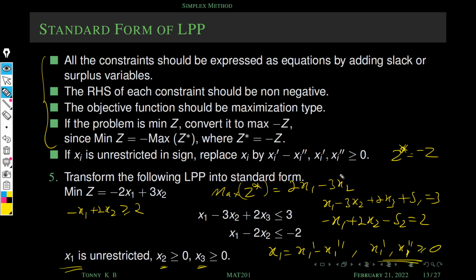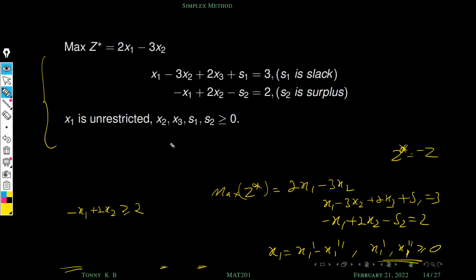Okay, so we have to rewrite the entire LPP in terms of x1 dash and x1 double dash instead of x1. So our problem is like this: maximum of z star equal to 2x1 minus 3x3, and this is a slack variable, and this is a surplus variable, and x1 is unrestricted, and x2. Also we assume that this s1 and s2 are positive. That is true because we add something for making an inequation to equation, and here we subtract a positive quantity to make an equation. So that's why this s1 and s2 are positive.